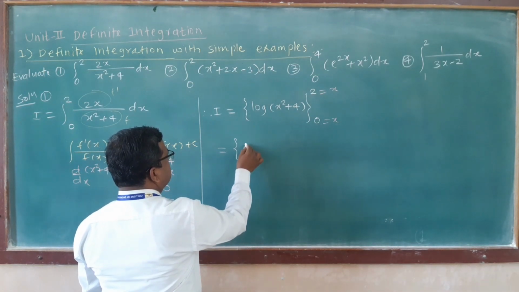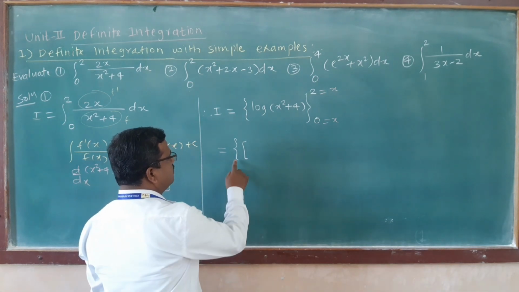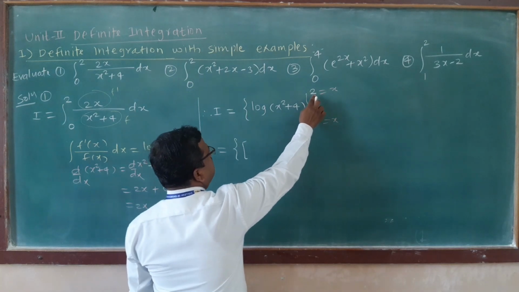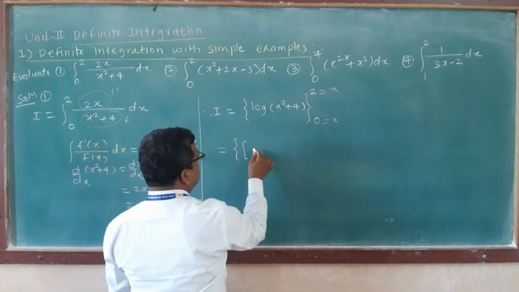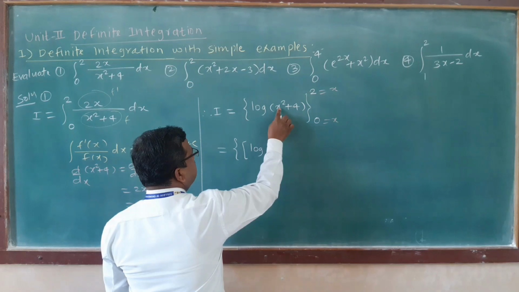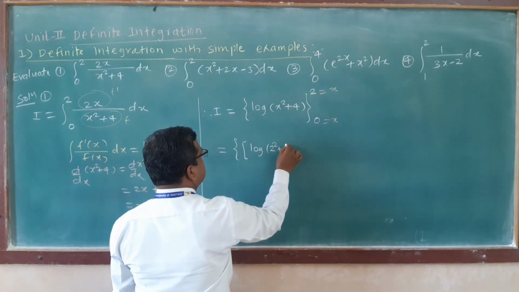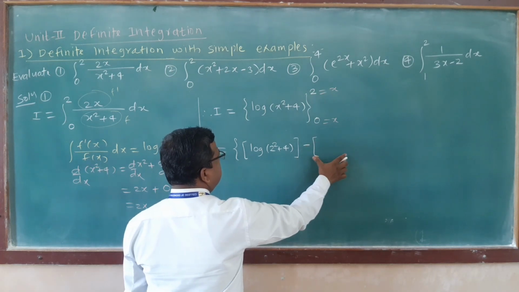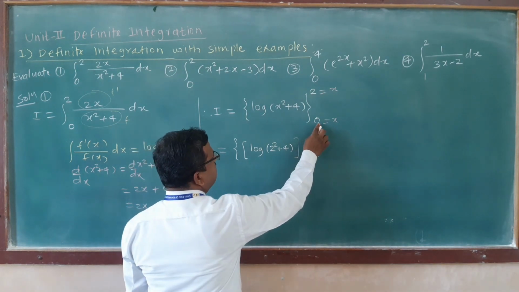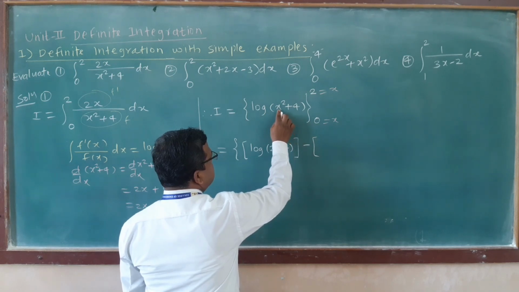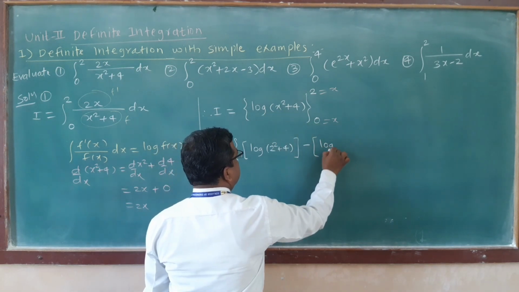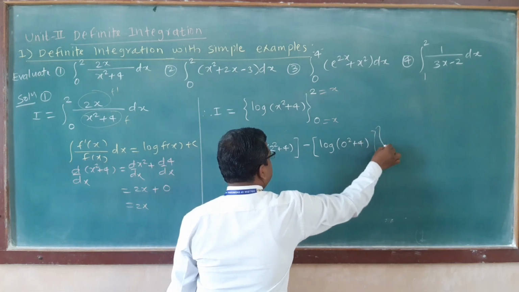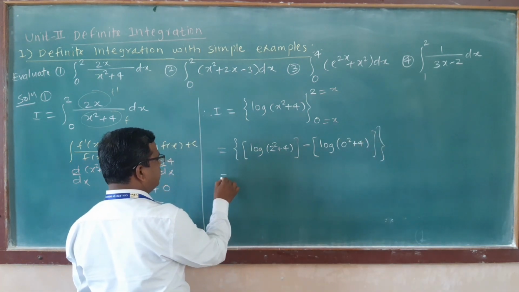So which is equal to, in curly bracket, first square bracket for upper limit. Now put upper limit, put x is equal to 2. So this will be log of 2 square plus 4 minus, now in next square bracket put lower limit, that is put x equal to 0. So this is log of 0 square plus 4. So that we simplify this.